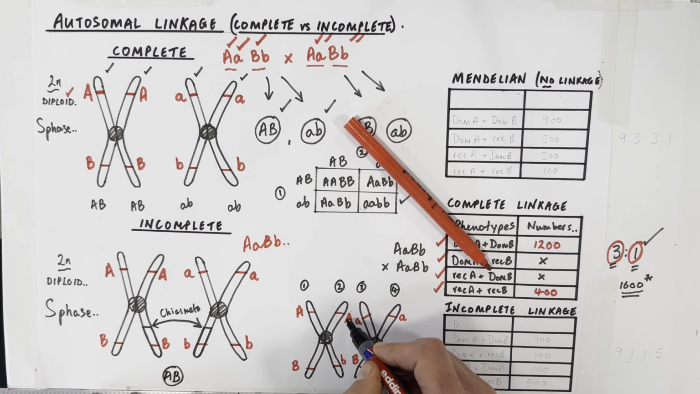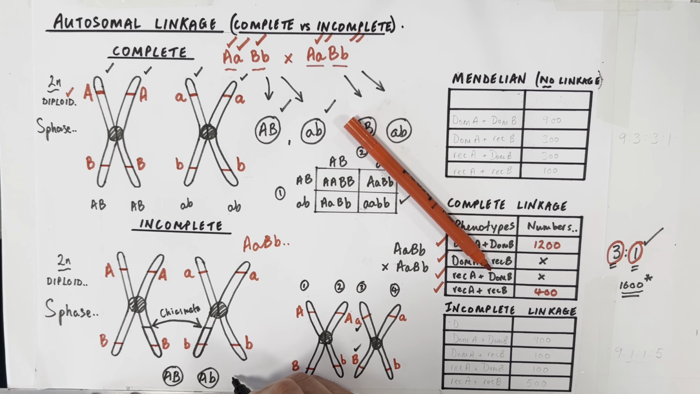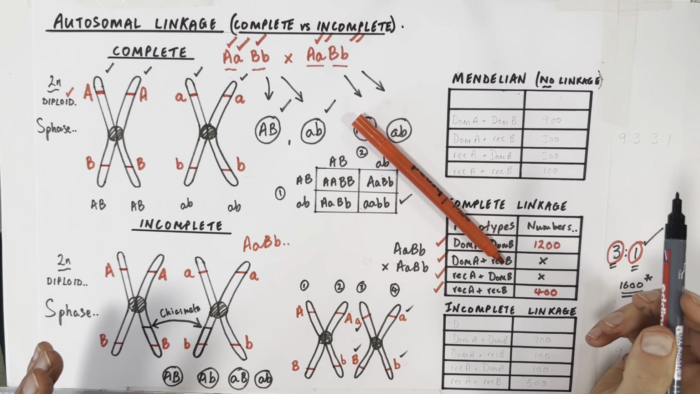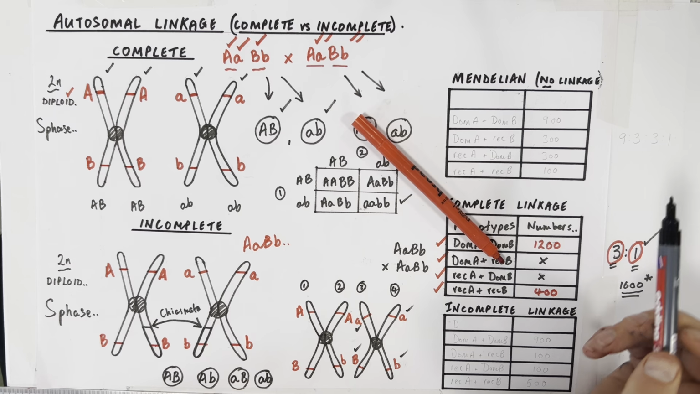Okay, don't forget big A, little b. This is the second gamete over here. So it would be dominant A, recessive b, recessive a, dominant B. And don't forget recessive a, recessive b. So this would be incomplete linkage. Now, you do get the 4 different gametes with incomplete linkage.